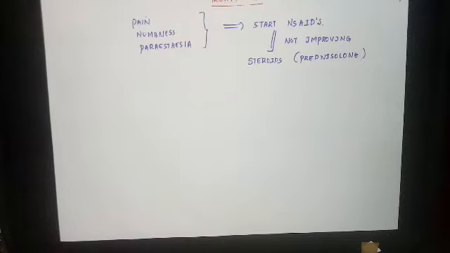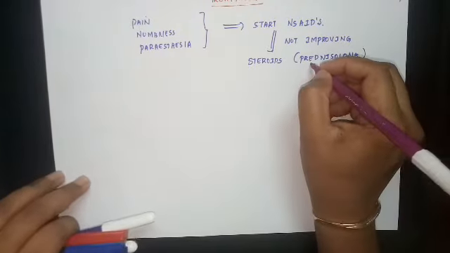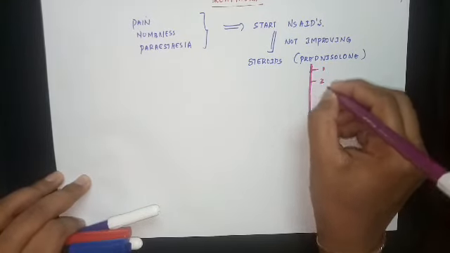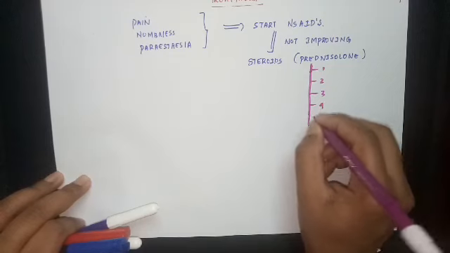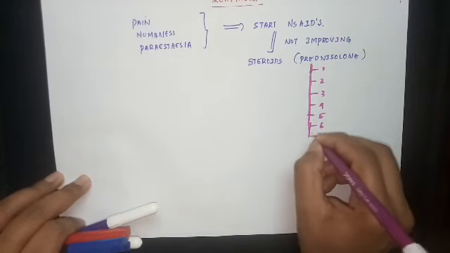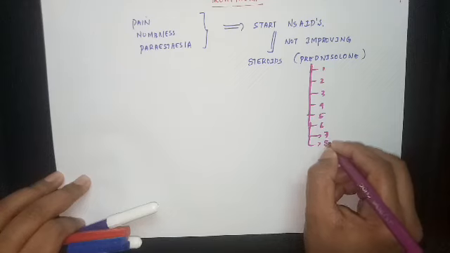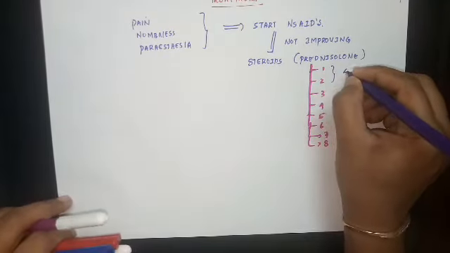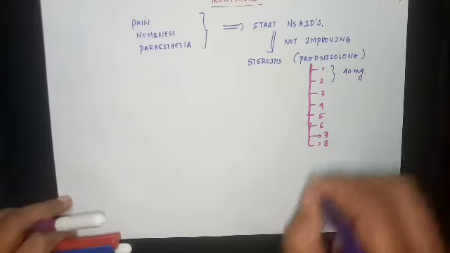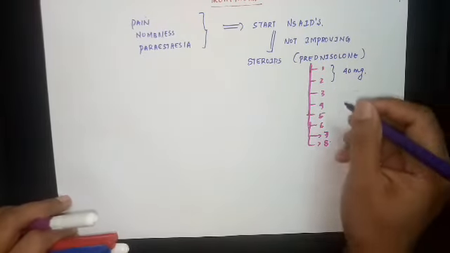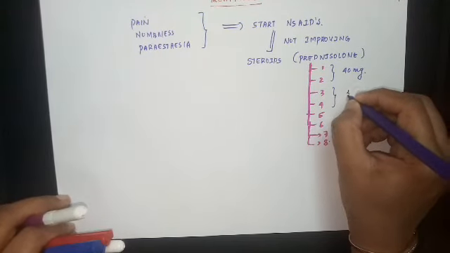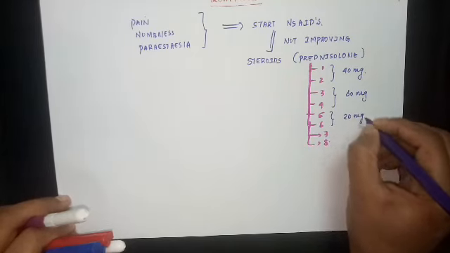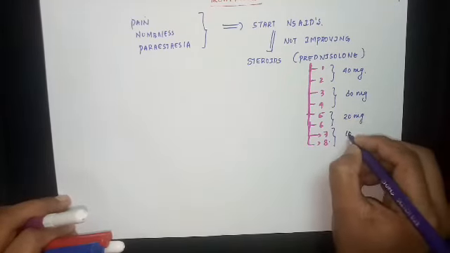We can use steroids for 8 days: first day, second, third, 4, 5, 6, 7, 8. A total of 8 days of steroid therapy can be used. The first and second day we use 40 mg prednisone. Then every second day we taper the dose by 10 mg. On the third and fourth day we use 30 mg, on the fifth and sixth day 20 mg, and on the seventh and eighth day 10 mg. Then we stop.